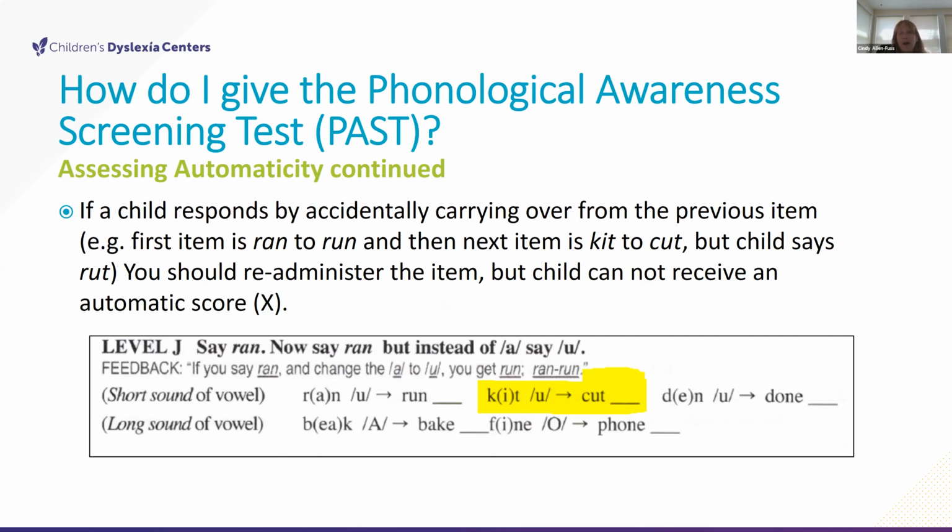You might have an incident where the child accidentally carries over from the previous item. For example, the first item is "ran" in level J. And you say to the child, "Say ran." The child says "ran." "Now say ran, but instead of /r/ say /f/," and the child says "run." And then you move on to the next item.